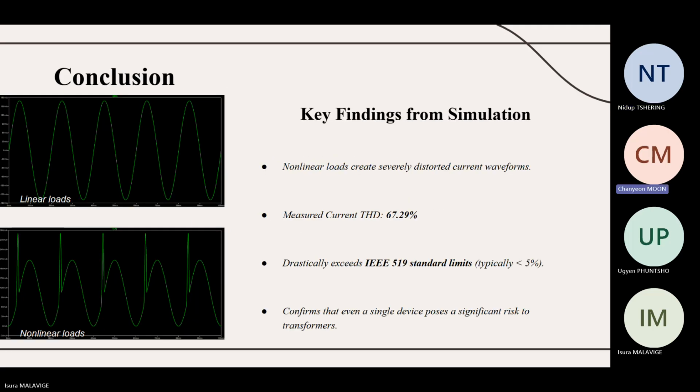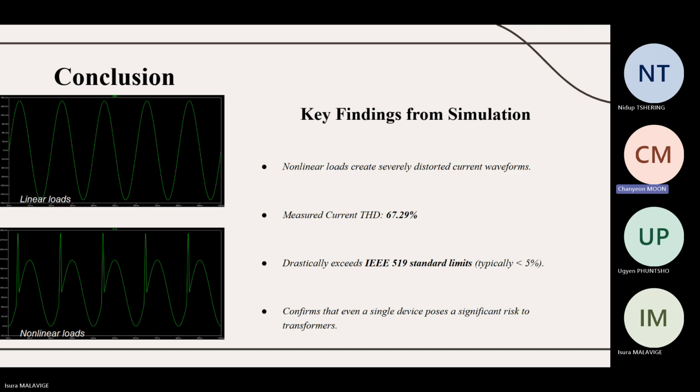Thank you, Nidup. My name is Chanyeon Moon. In conclusion, our project's key findings are best summarized by the visual evidence from our LTspice simulation. As you can see in the waveform comparison, we visually confirmed that nonlinear loads are the primary source of harmonic distortion. The clean sinusoidal current drawn by the linear load shown on top is fundamentally altered into the sharp pulsed waveform below when a nonlinear load is introduced.